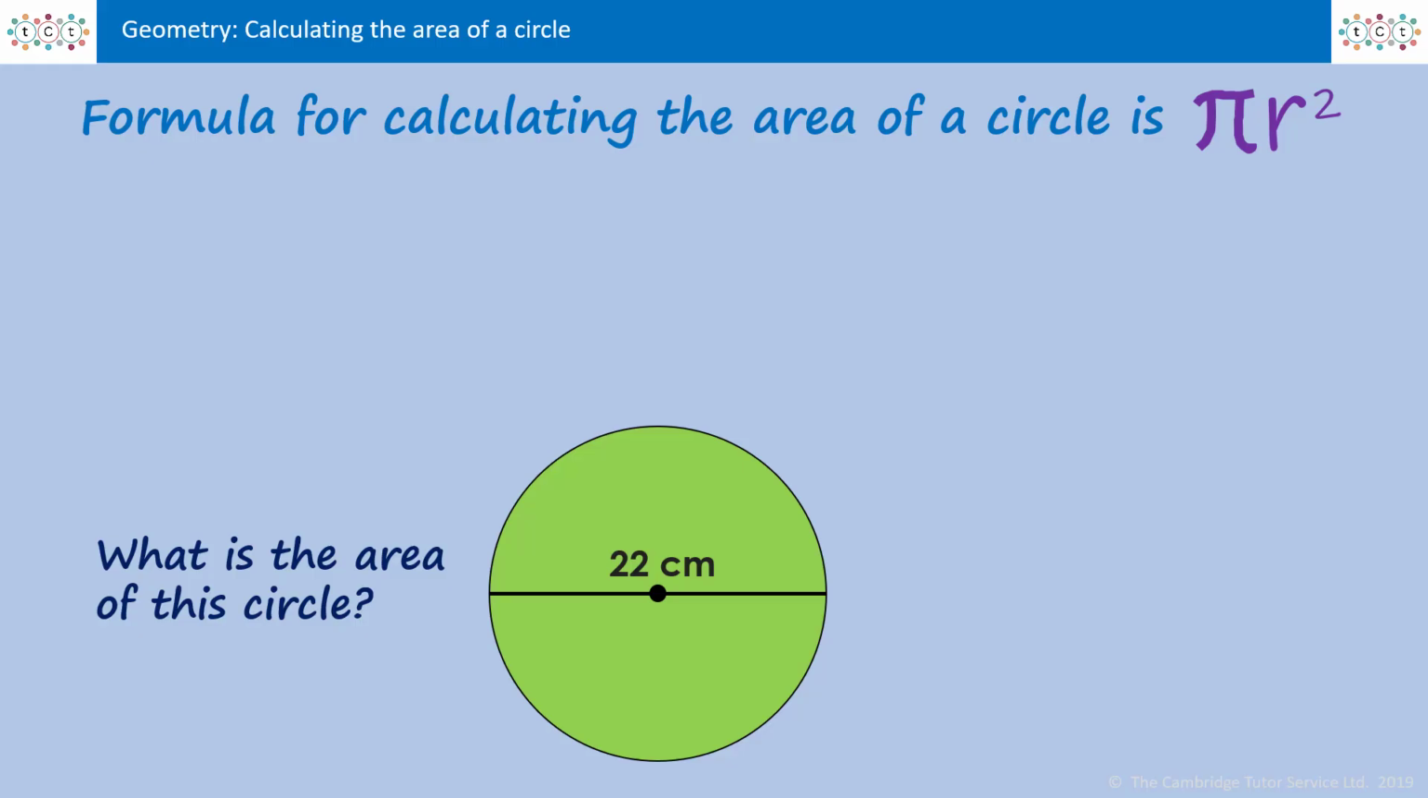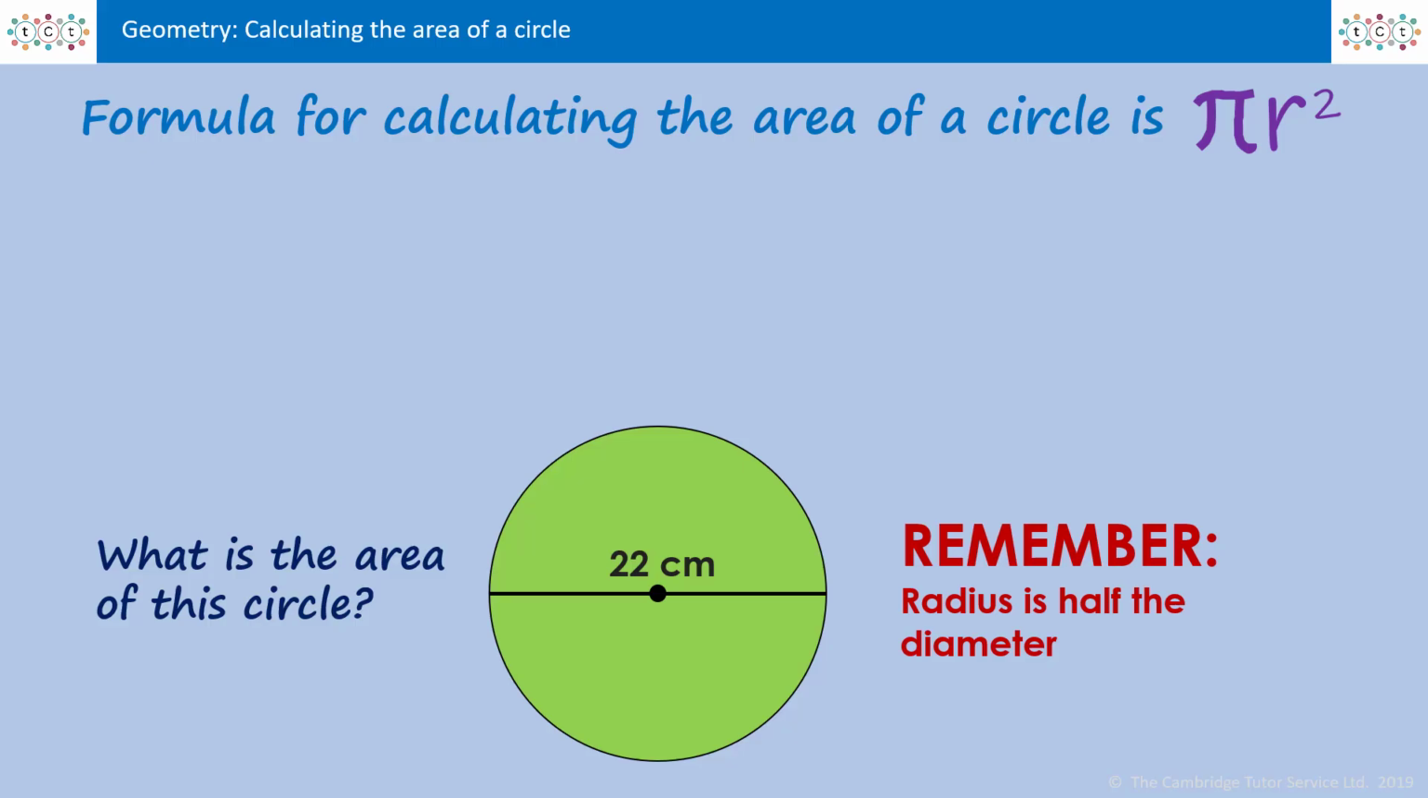This time it's a bit different. We have to add in one extra step, because you'll notice that we have the diameter of the circle and not the radius. As long as you remember that the radius is half the diameter, this won't cause a problem. Half of 22 is 11. So the radius we're working with here is 11 centimetres. And we carry on as before.